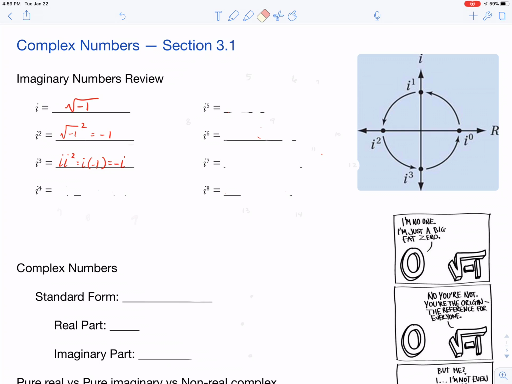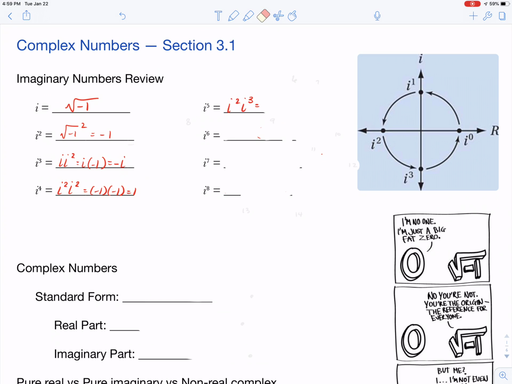If we had i to the 4th, then we would have maybe something like i squared times i squared. That's not the only option. i squared we already know is -1, so this would be -1 times itself, which is the same thing as +1.